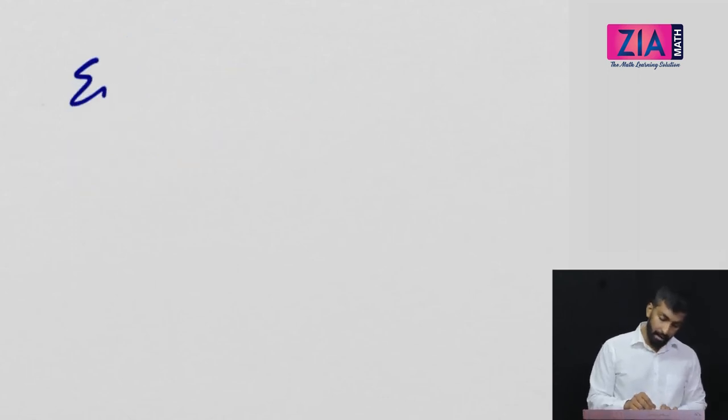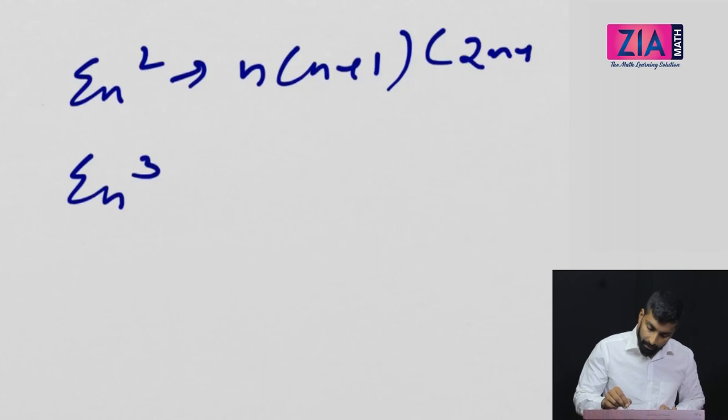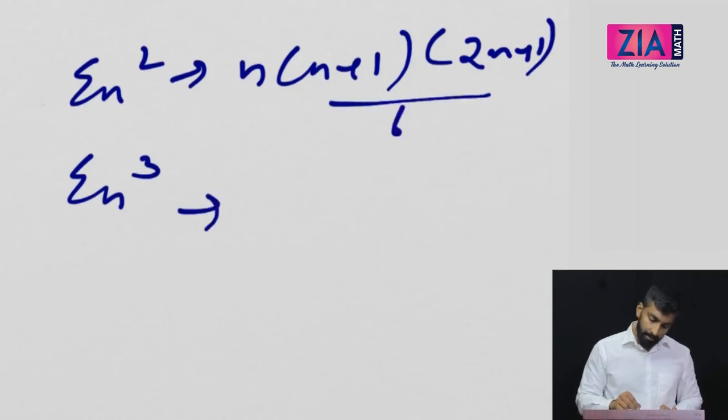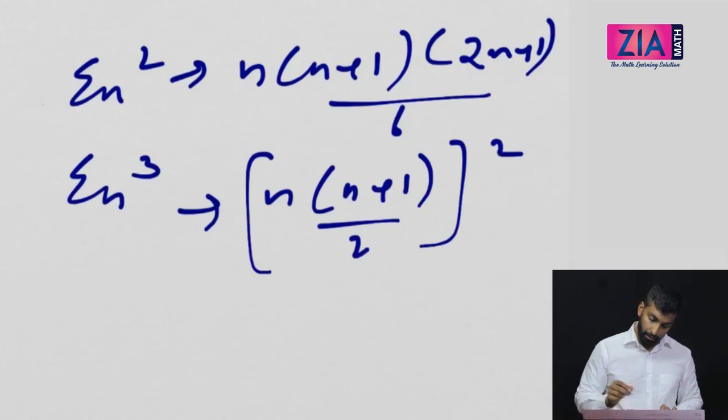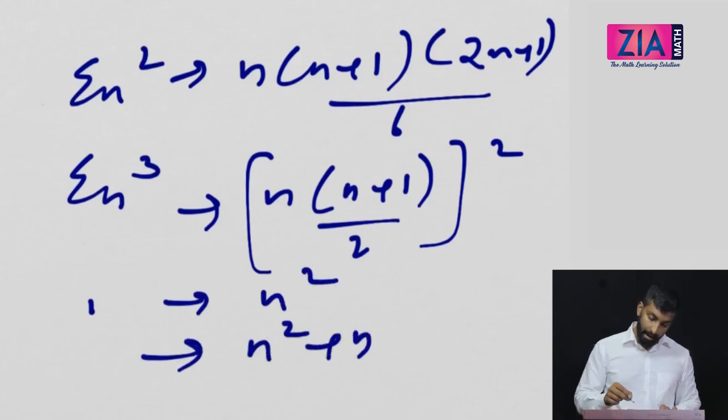Then we have seen sigma n square. We have seen sigma n cube. This is nothing but n into n plus 1 into 2n plus 1 divided by 6. This is nothing but n into n plus 1 by 2 whole square, right? We have also seen the sum of first n odd numbers as n square, and the sum of first n even numbers as n square plus n.